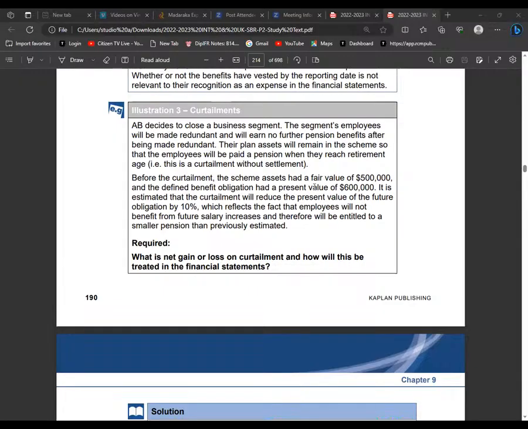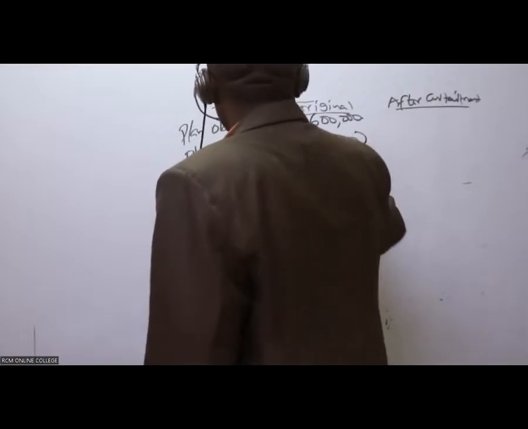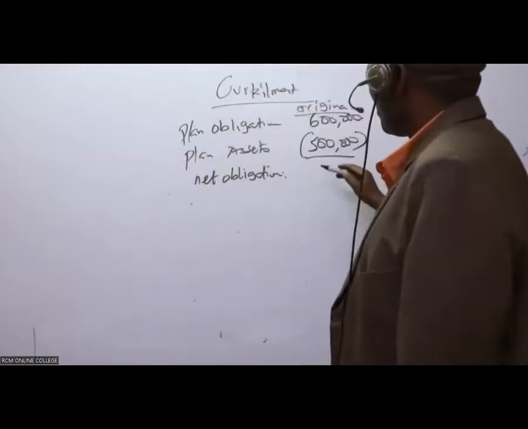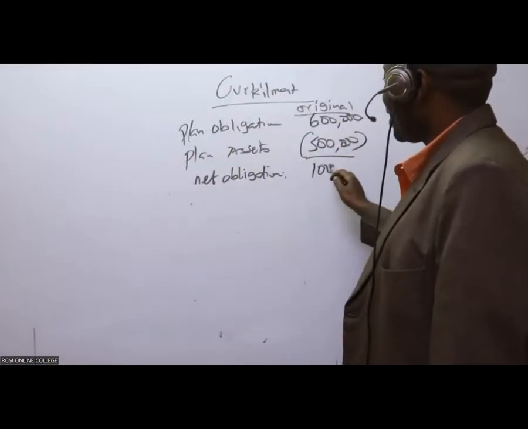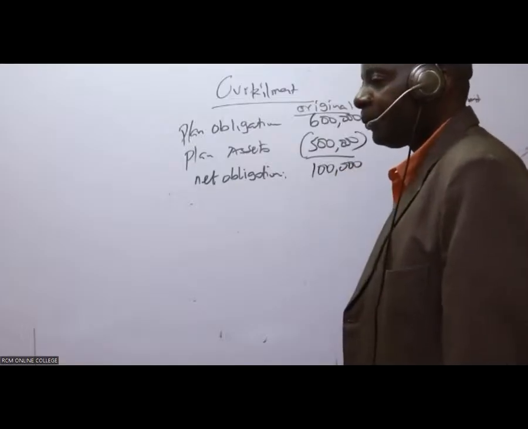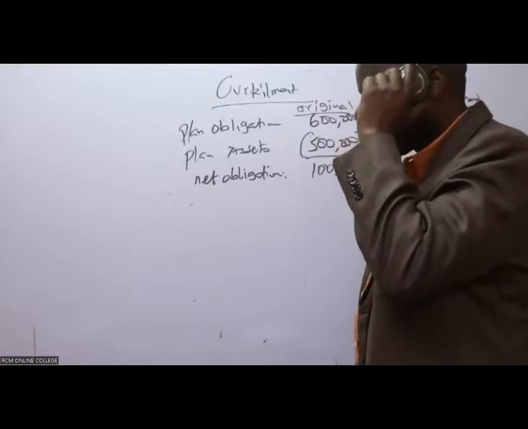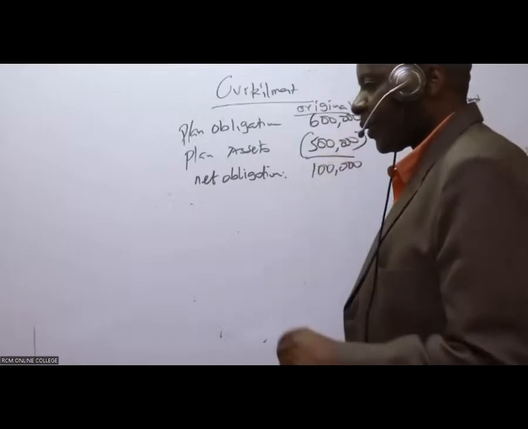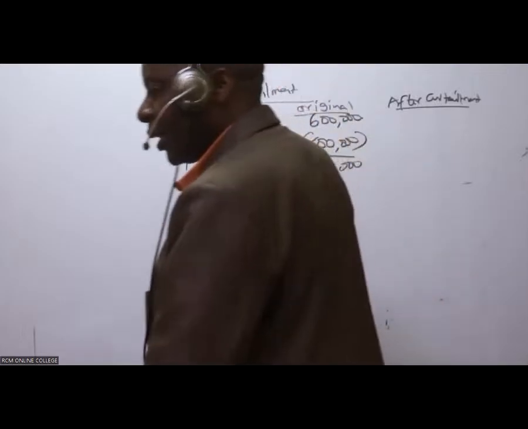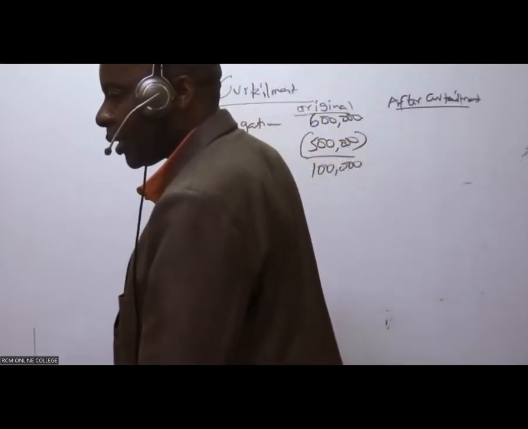So in this case, are you able to give me the net obligation? What do we have here, somebody? 100,000, isn't it? Is that okay? So in this case here, we have 100,000.